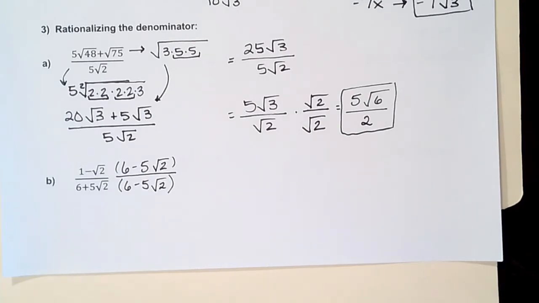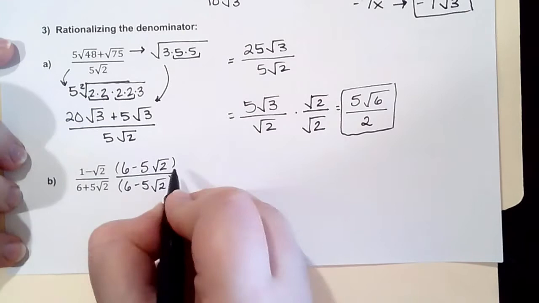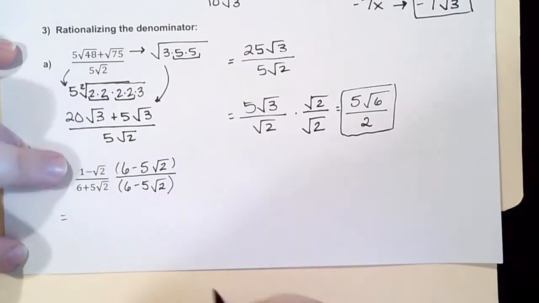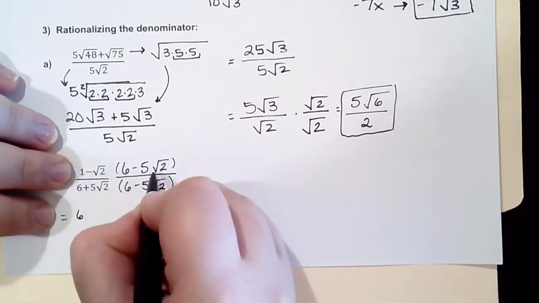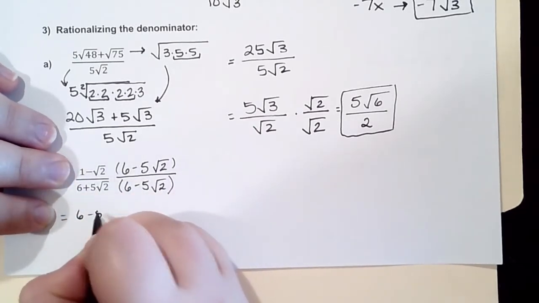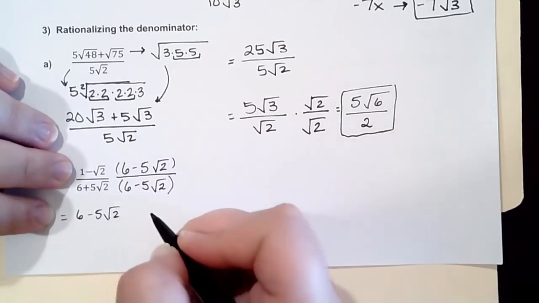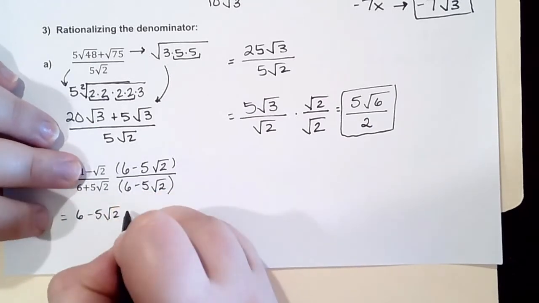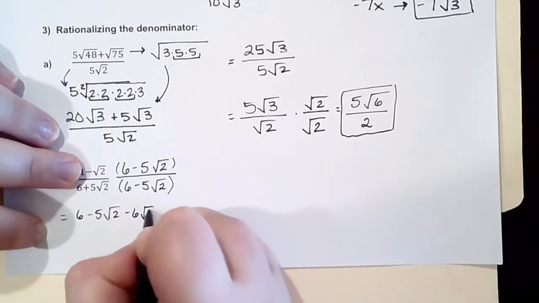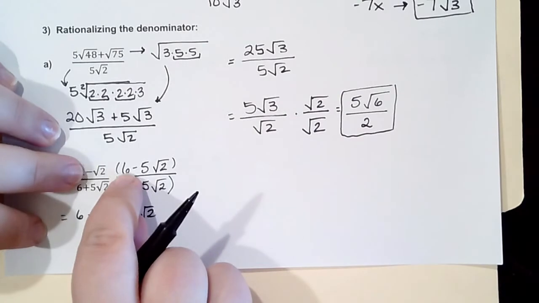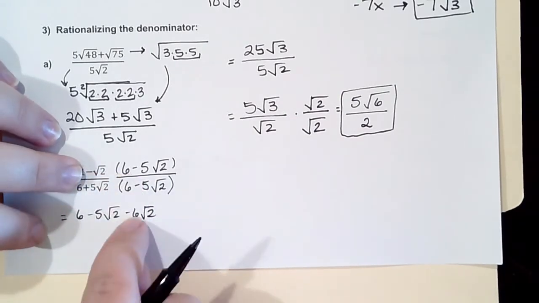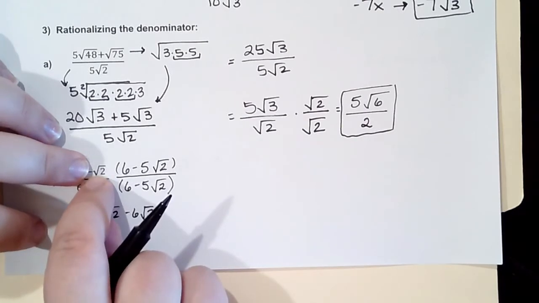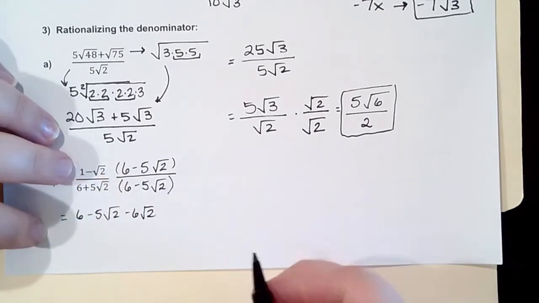And then we have to FOIL to simplify. So I'm going to bring all of my foiling stuff down here. So 6 times 1 is 6. 1 times 5 root 2 is negative 5 root 2. Negative root 2 times 6 is negative 6 root 2. Remember, I can only multiply things on the outside, so negative 1 times 6 becomes negative 6. Root 2 times no root is just that root 2.